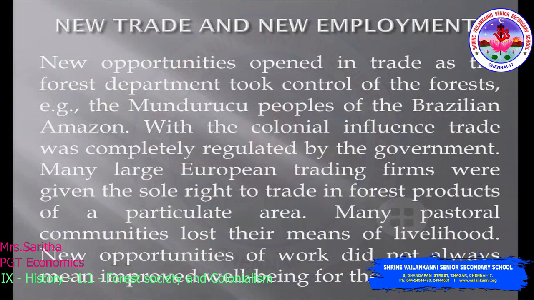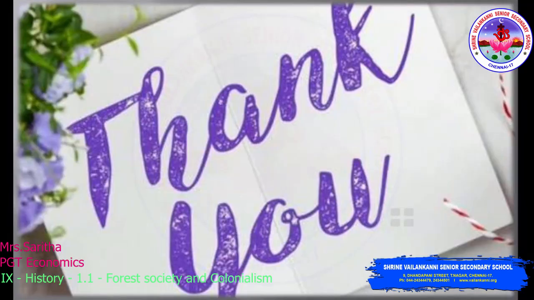So far we have discussed the rise of commercial forestry and how the lives of the people were affected. Next we discussed how the forest rules affected cultivation, and the last one we discussed was new trade and new employment and new services. Thank you, students.